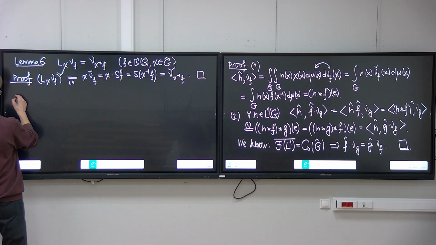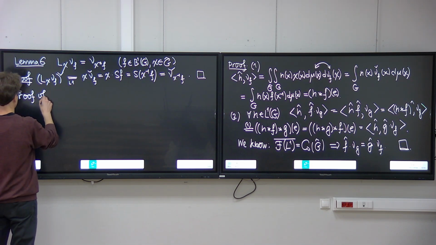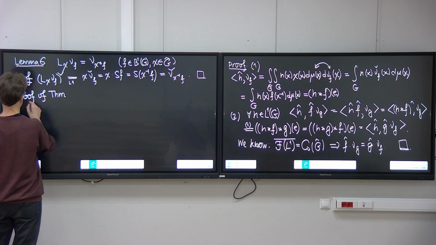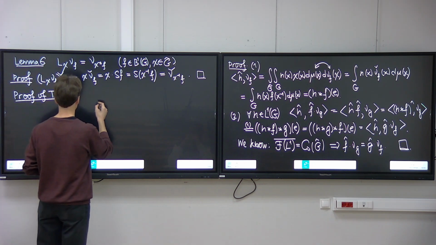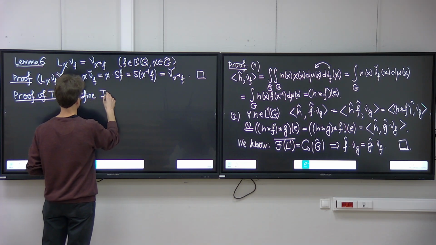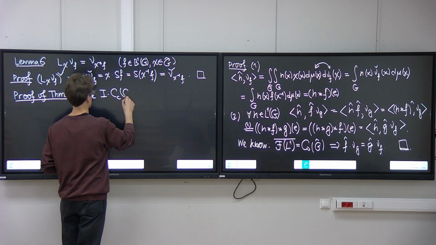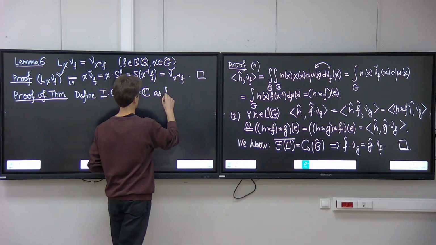Okay, so let's now turn to the proof of our inversion formula, proof of theorem. So we want to define a measure, a Haar measure of the dual group. This will be a positive functional on continuous compactly supported functions. So let's define this functional. We define a functional I on the space of continuous compactly supported functions on G hat as follows.